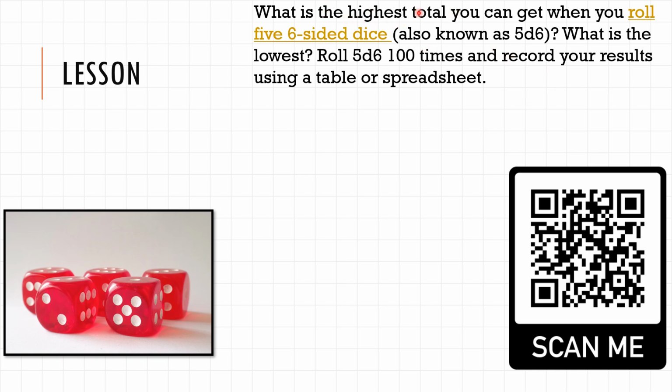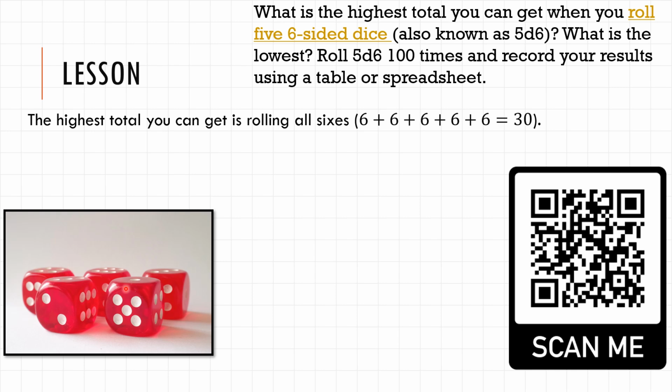What is the highest number that you can get when you roll 5 6-sided dice? Each dice has 6 sides, you're rolling 5 of them, and you add the results together. What is the maximum that you can get? Well, the best number on each dice is a 6, right? So if all of them are 6, then 6 plus 6 plus 6 plus 6 plus 6 would be 30. So that's the highest total that you can roll.